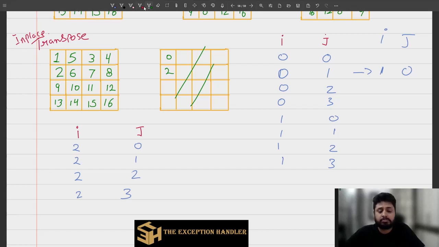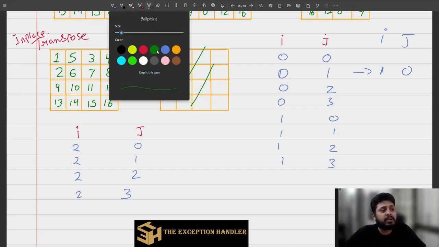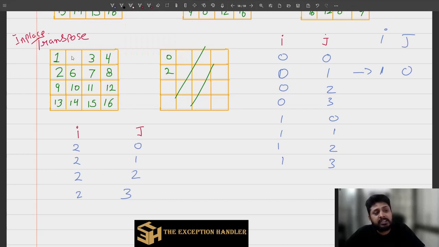Practically I'll write these with some other pen, a red pen, so that it is very clear that these are already done. So this is 1, 5 and 2. Now we are on index 0 comma 2. 0 comma 2 would be interchanged with 2 comma 0, right? So 3 and 9 would be interchanged. So let's move 3 over here and 9 over here.